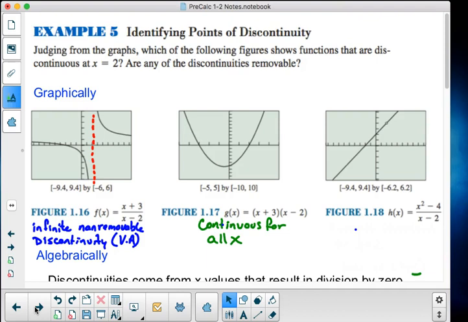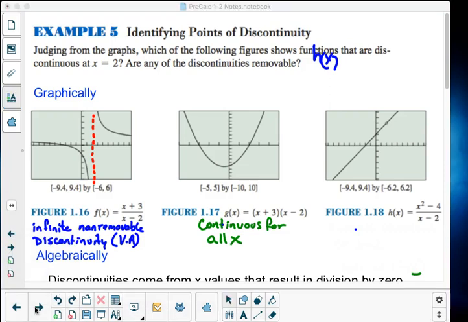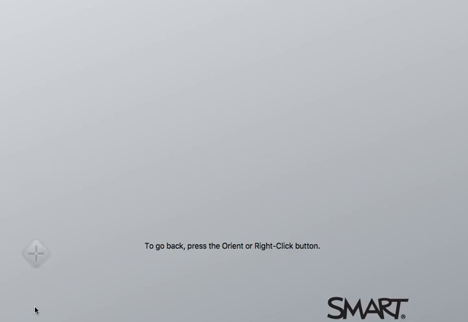This last one here, if I got h of x, excuse me, my board's kind of behaving incorrectly. I'm going to see if we can get it fixed.